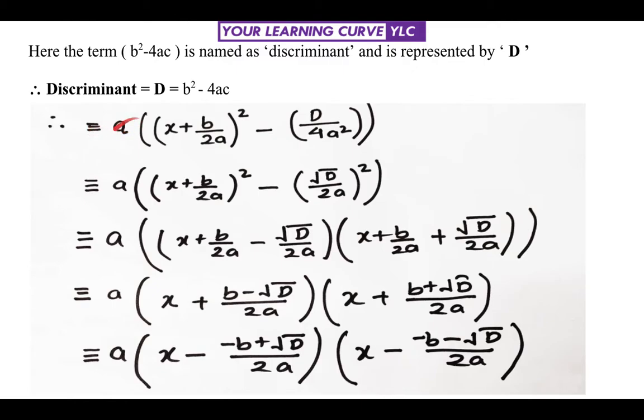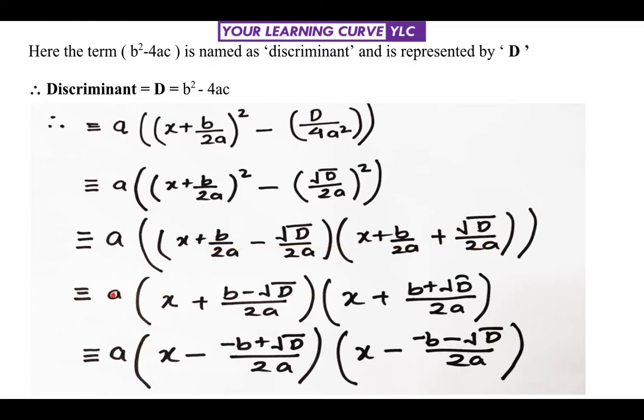Now our expression becomes a into x plus b by 2a whole square minus D by 4a square. We have replaced this b square minus 4ac by D. Now you see, if we put root D whole square, then it becomes root D by 2a whole square. This relation converts into a times x plus b by 2a whole square minus root D by 2a whole square. A square minus b square formula. Apply the formula a square minus b square, you get a plus b into a minus b. So this is x plus b by 2a minus root D by 2a, and x plus b by 2a plus root D by 2a.